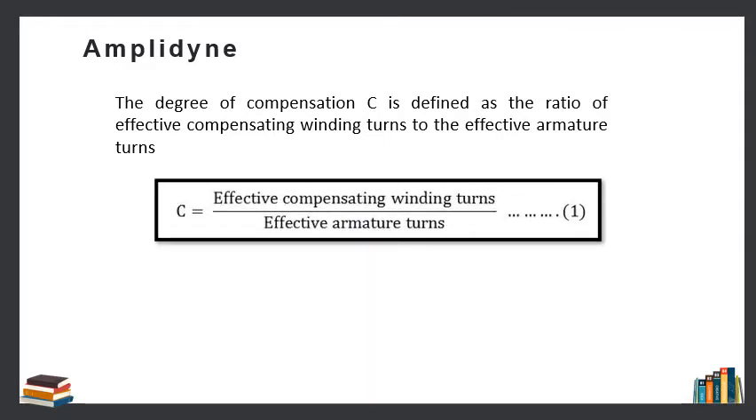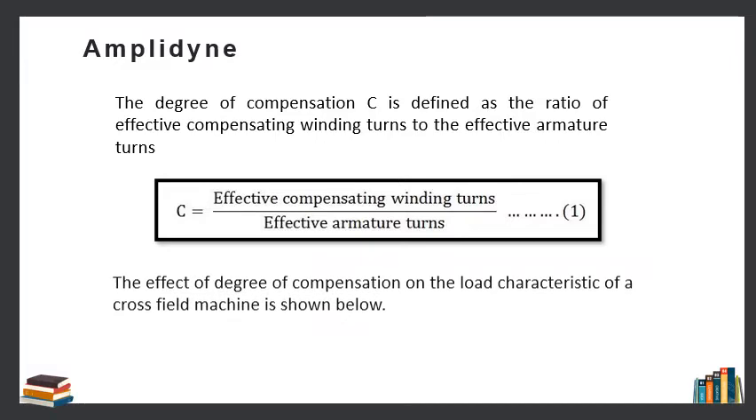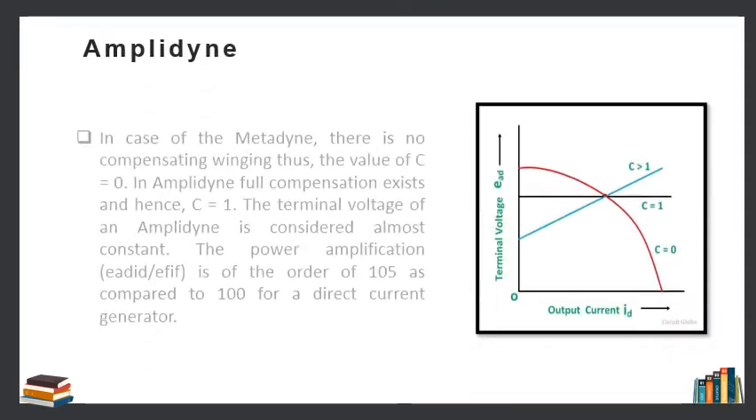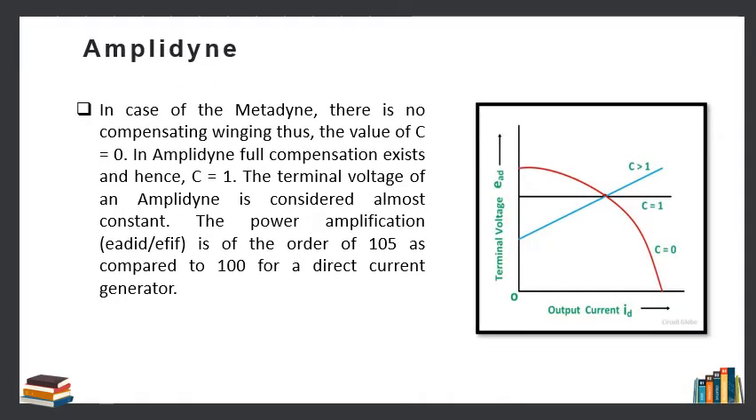This is the formula. C is equal to effective compensating winding turns divided by effective armature turns. The effect of degree of compensation on the load characteristics of a cross-field machine is shown below. So these are the characteristics.